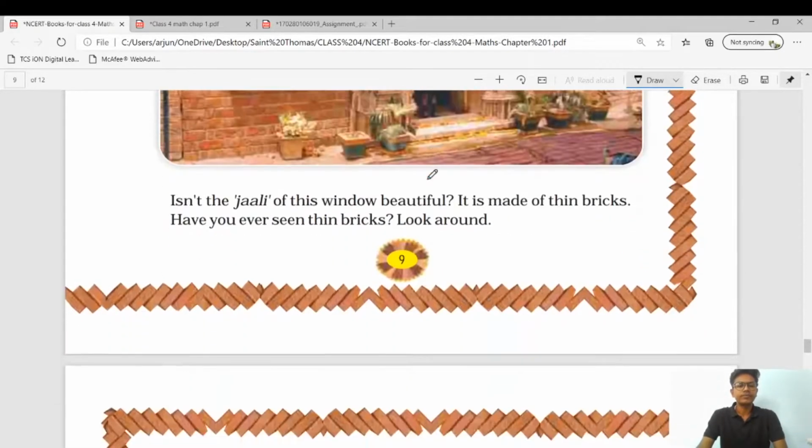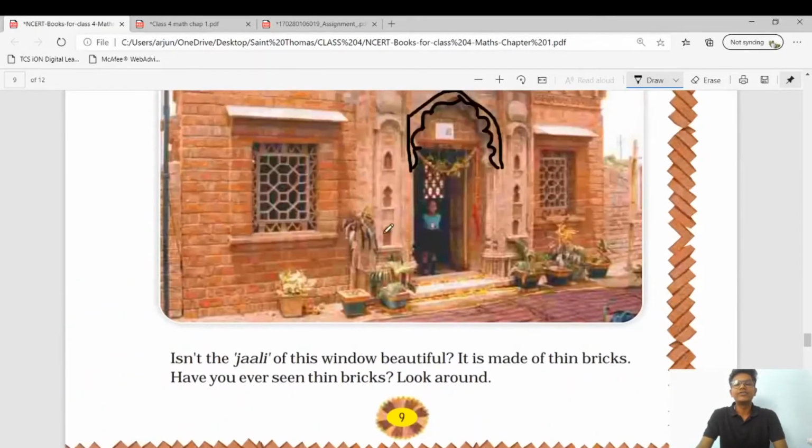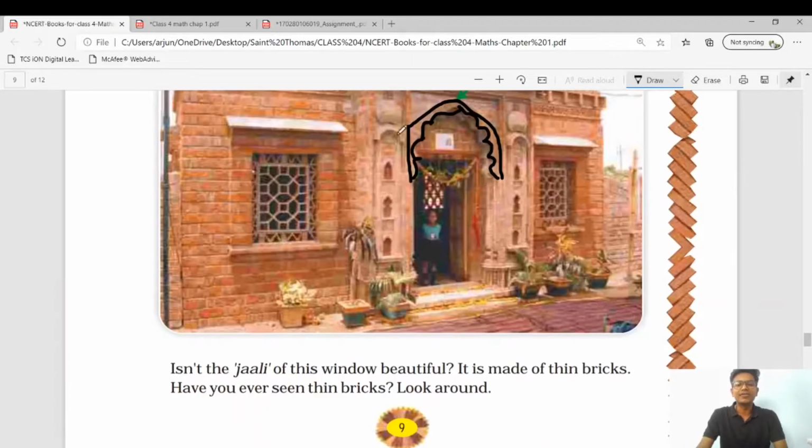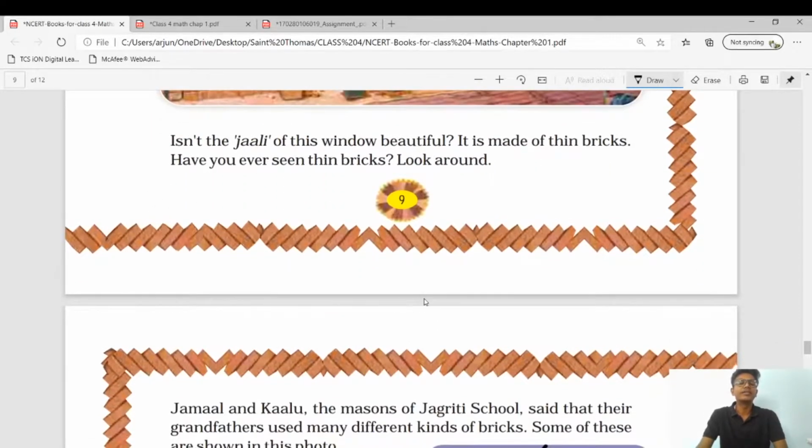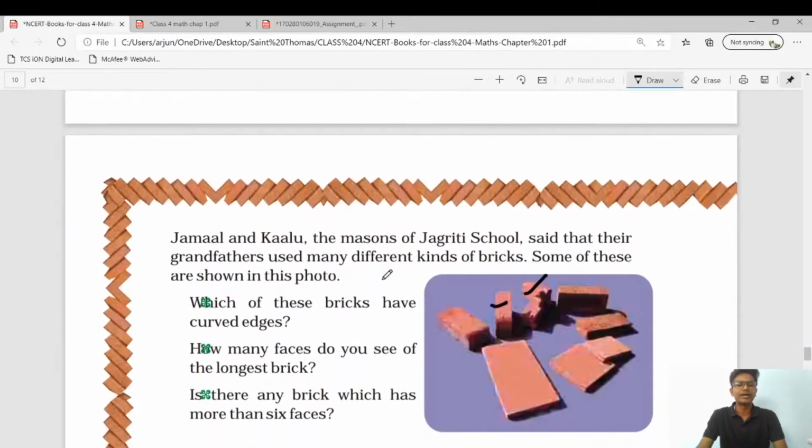Isn't the jali of the windows beautiful? Yes, it is. How beautiful this arc looks. It is made of thin bricks. Have you ever seen thin bricks? Look around. Is there any thin brick you can see in your house?